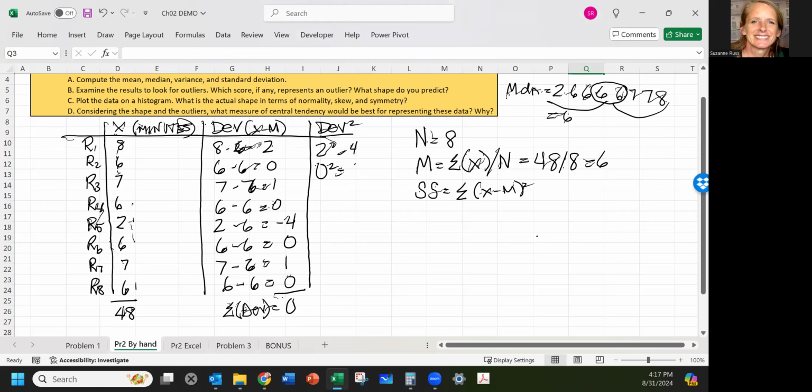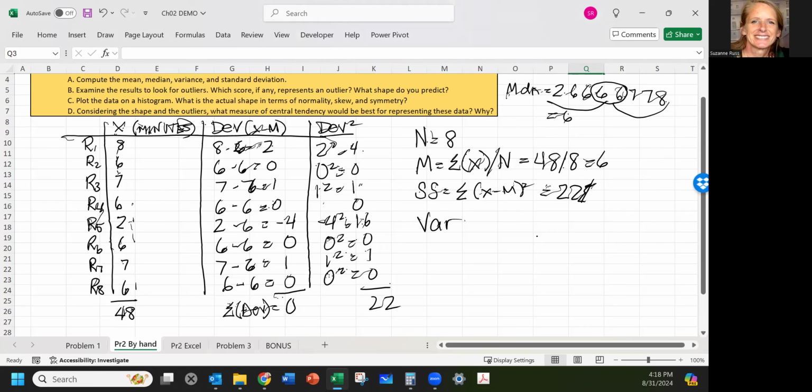0 squared equals 0. 1 squared equals 1. 0. -4 squared equals 16. 0 squared equals 0. 1 squared equals 1. And 0 squared equals 0. And so we can add these up then. 16 plus 4 is 20, plus 2 is 22. So the sum of squares equals 22.